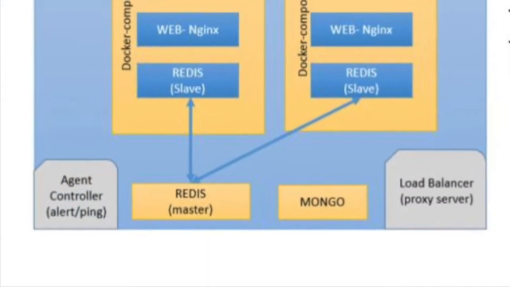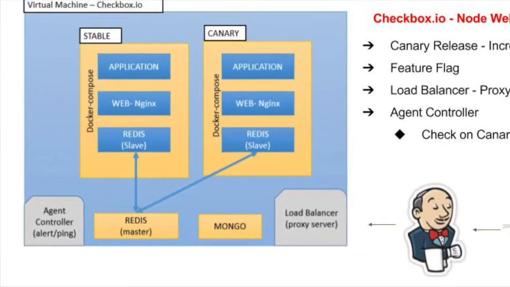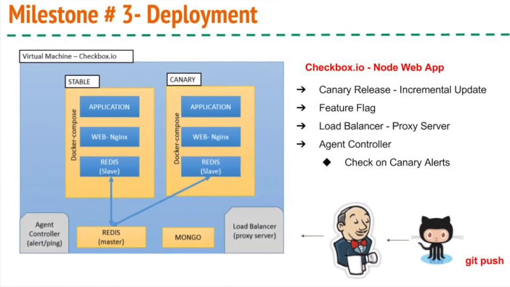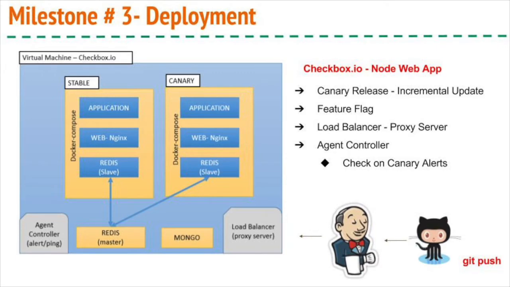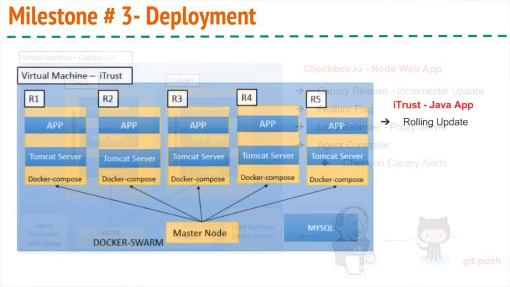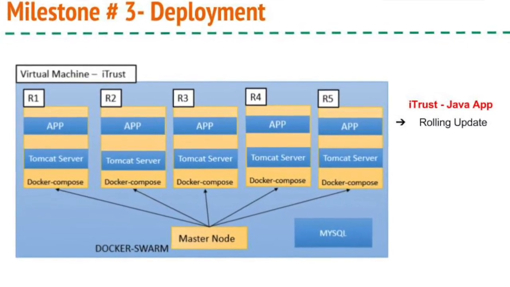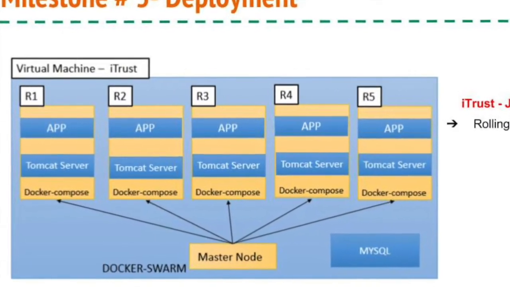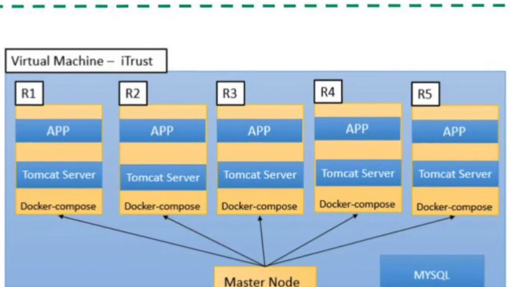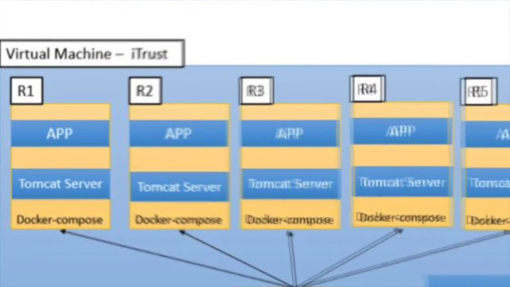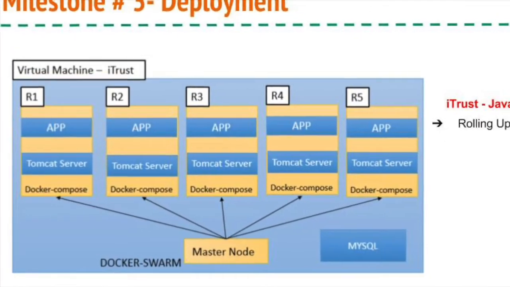We also have a polling agent which periodically polls and checks if all the deployed instances are running. If any instance is not responding, it removes it from the load balancer. For the final phase of milestone 3, we again make use of Docker containers. As shown here, every replica of iTrust is a container. Each iTrust container is composed of the application and the Tomcat server container. The replicas share a MySQL container connection.